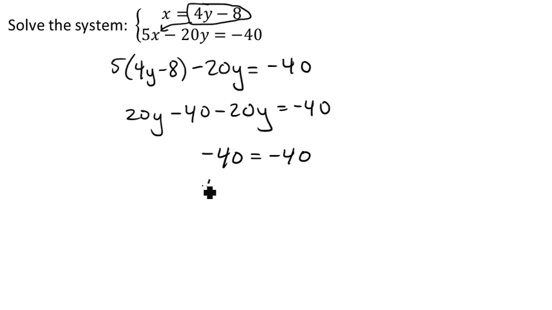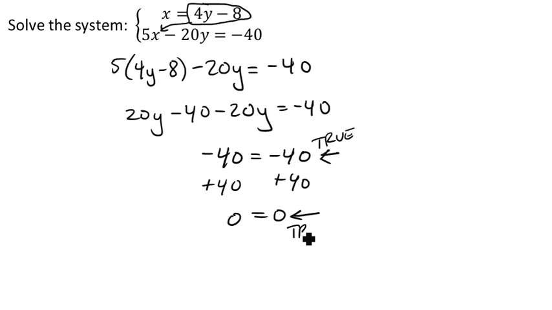If you wanted to take another step, you could. You can add 40 to both sides. That gives you 0 equals 0. And no matter which step I stop at here, either negative 40 equals negative 40 or 0 equals 0, it tells me the same information. There's no variable left, so there's nothing for me to solve. But this is a true statement. Negative 40 is equal to negative 40. 0 is equal to 0.